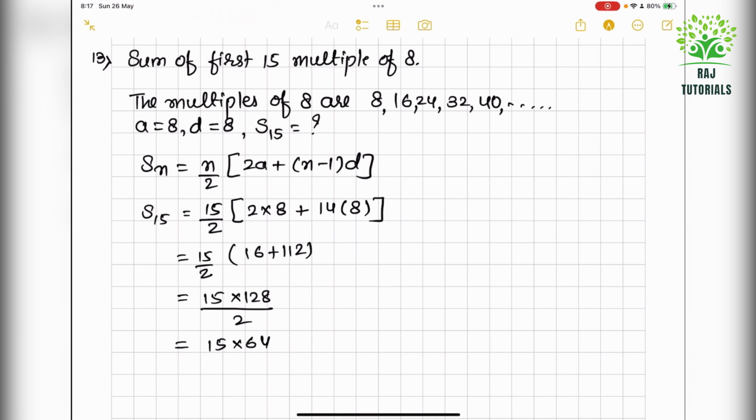15 into 64 if I cut 128 by 2, and that will be equal to 960.